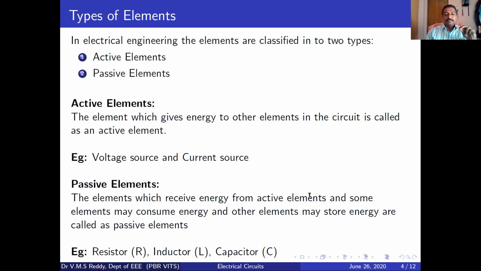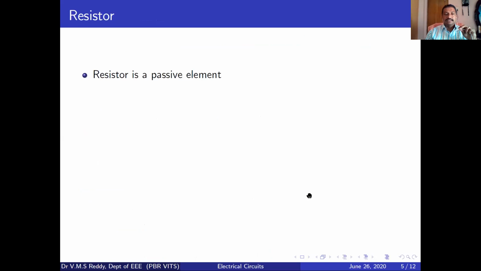And examples of the passive elements are resistor, inductor, and capacitor. And examples of the active elements are voltage source. These are the examples. And in this session, we will discuss the complete description of resistor, inductor, and capacitor. I hope that you understood the difference between active element and passive element. So start with the resistor.